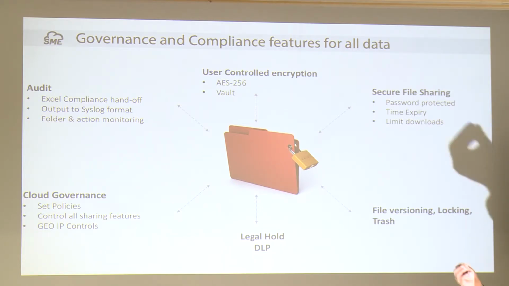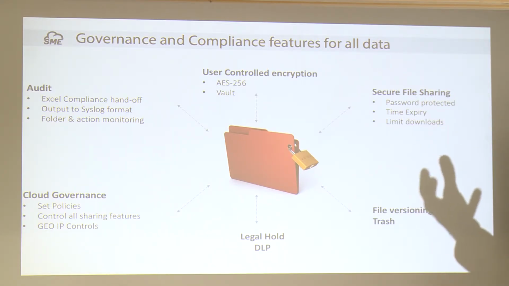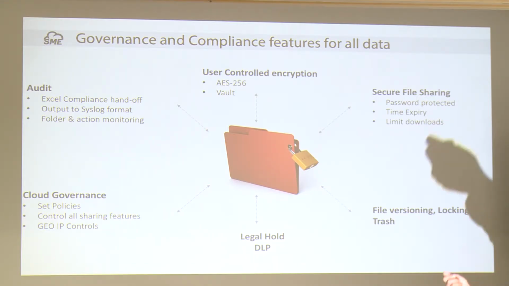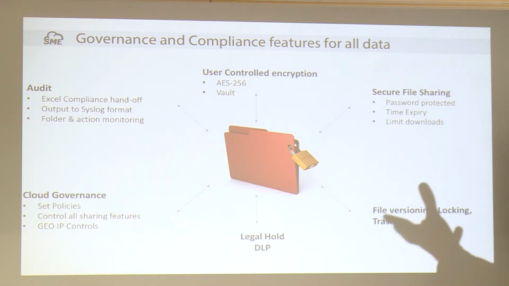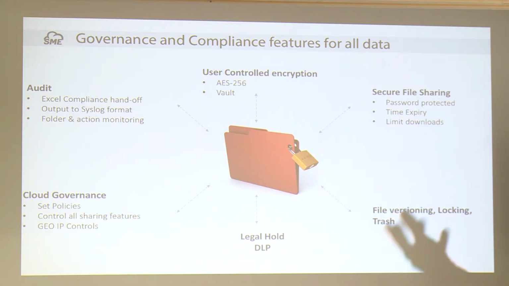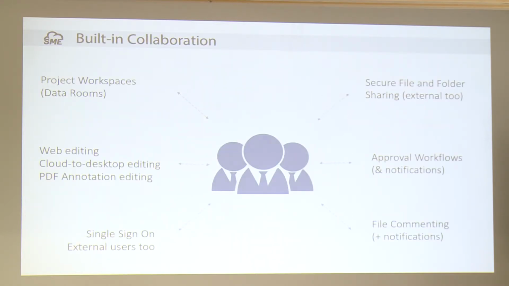They can set different policies. Who can share what with whom? What are the permissions? If I share a link, for how long is it valid? Do you need a password? How many times can you download it? All those kinds of things are provided. File versioning, locking, a trash feature: if a user deletes any files by mistake, they should be recoverable. We provide all those features, okay?